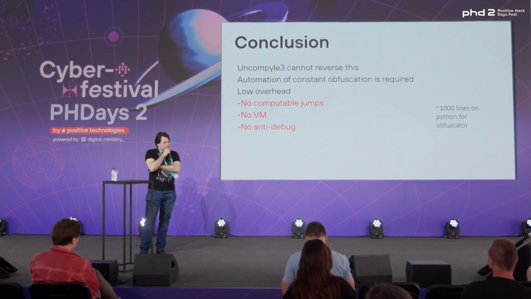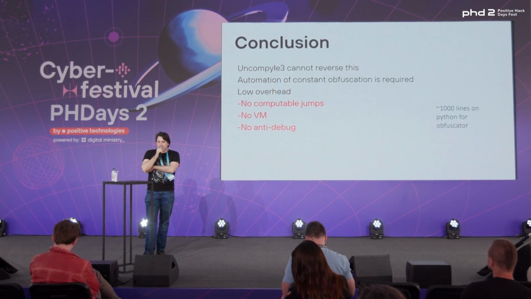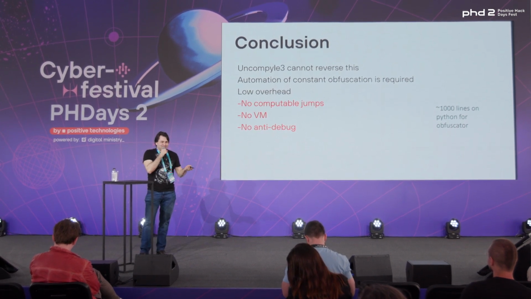All jumps were pre-computed, so no extra calculations were required. There were no anti-debug, nothing special. No VMs, no nothing. So 2 not too complicated techniques, and the data were obfuscated manually, not with a machine. It took about 1,000 lines on Python for the obfuscator, and I enjoyed writing it.